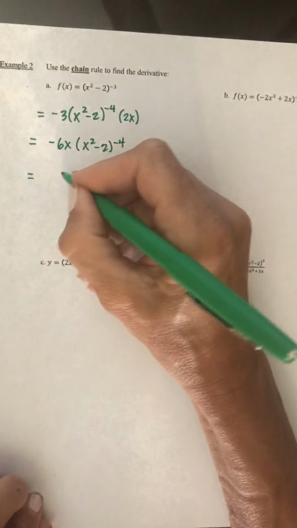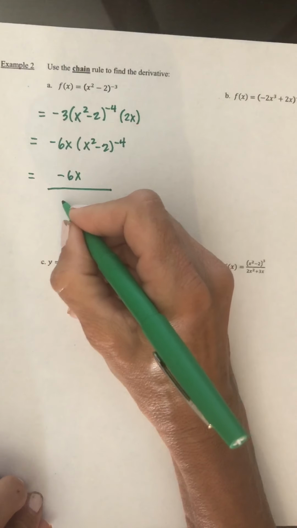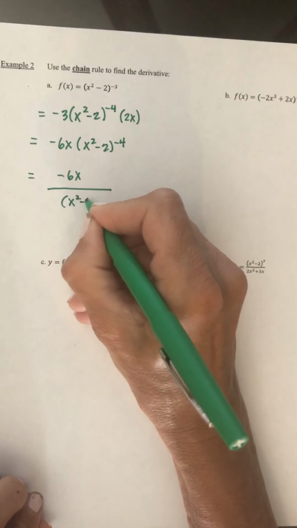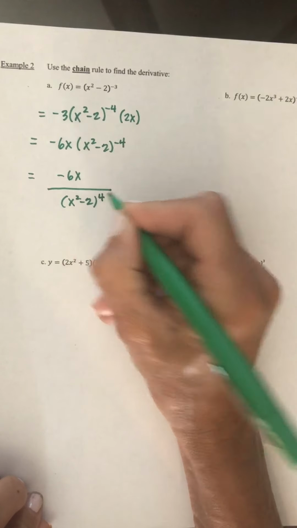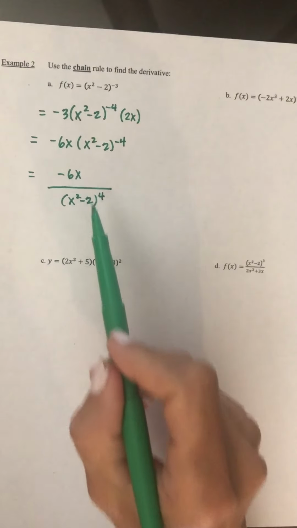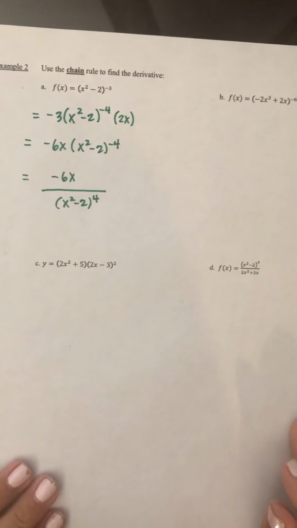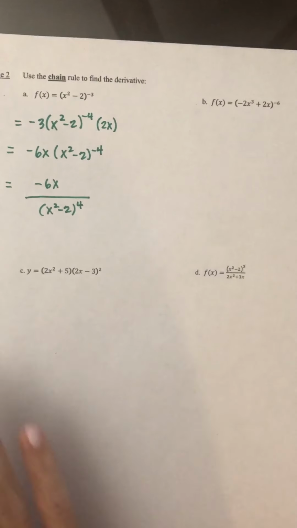So what's going to happen? We keep the negative 6x up top. And then we have this x squared minus 2. When I drop it in the bottom, the power becomes positive. All right, so again, this isn't wrong. This might just be an alternate form. All right, so that wasn't too bad. Actually, it was easier than I thought it would be.